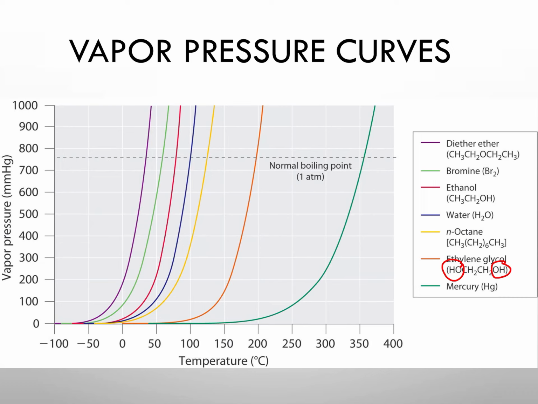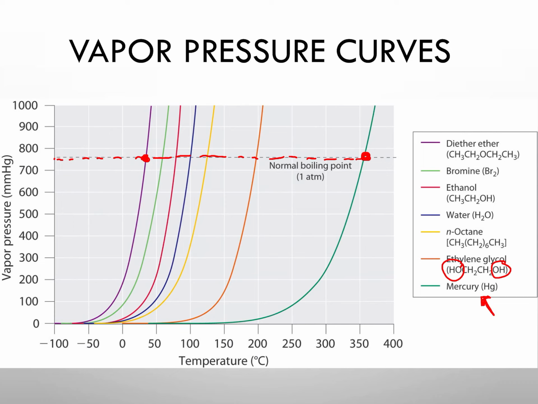So if we were to look at this and see which one is held together by the strongest intermolecular forces, we would look at which one has the highest normal boiling point. And again, that's going to be at 760. So our highest boiling point would be mercury. So metallic bonds win here. And then our weakest would be diethyl ether.